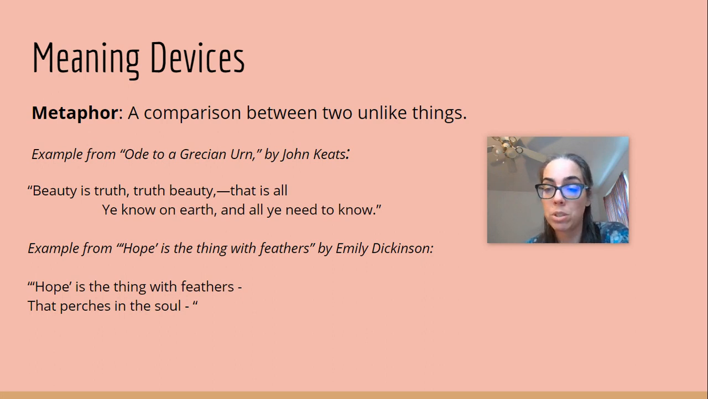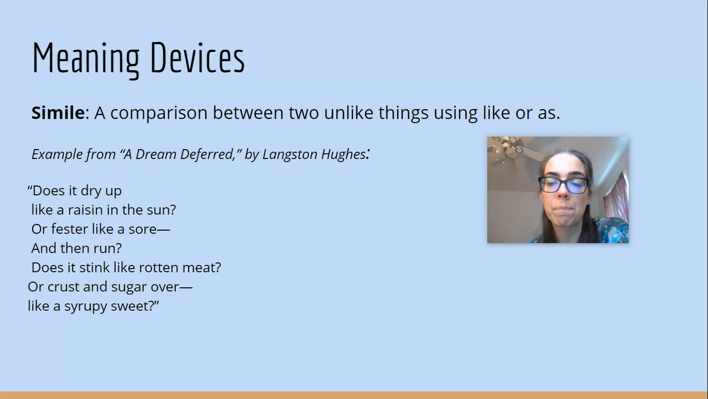So he's comparing beauty directly to truth, even though those are two different things. He's telling us that they are actually similar and they are the same. And then hope is the thing with feathers that perches in the soul. So she's saying that hope is like a bird in your heart. Although she's not saying "like", as I just said that. Hope is the thing with feathers. It's an actual manifestation inside, and it's comparing it to a bird basically.